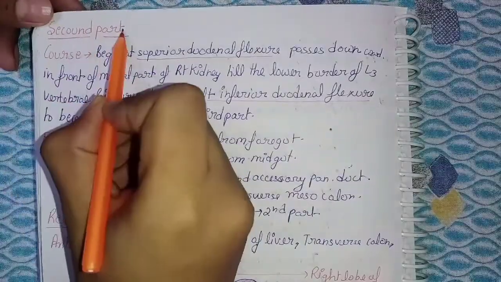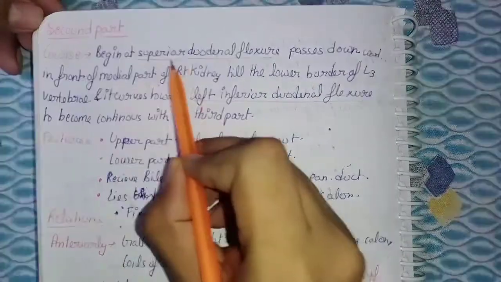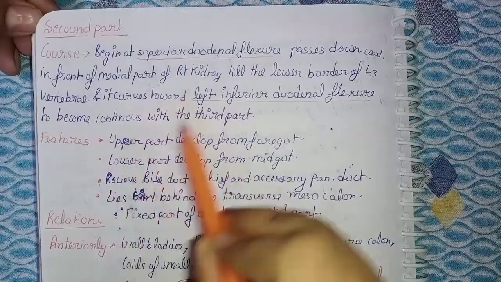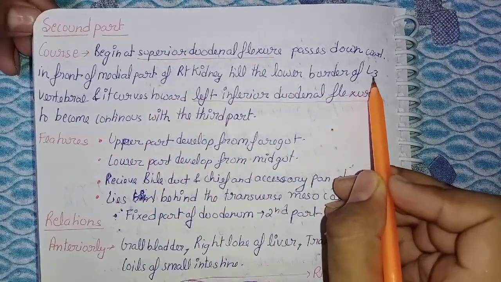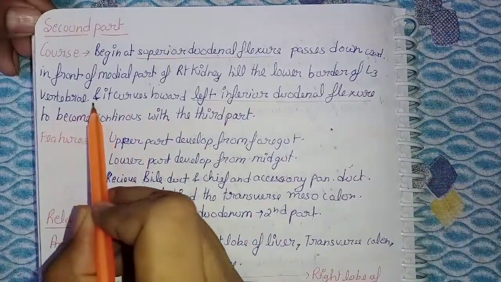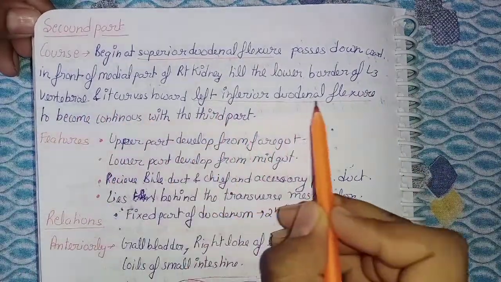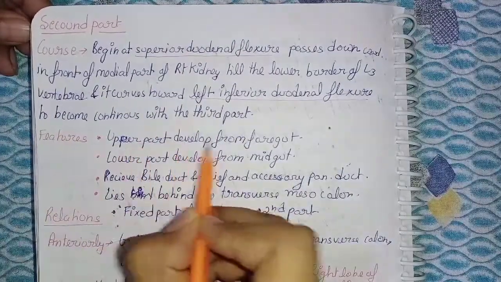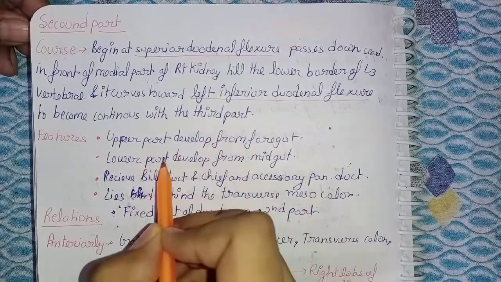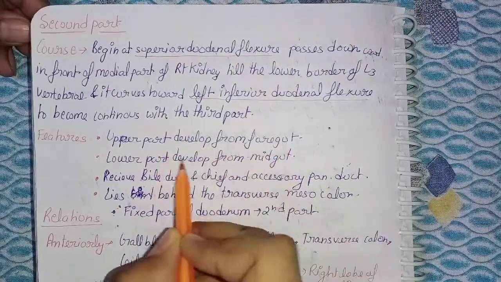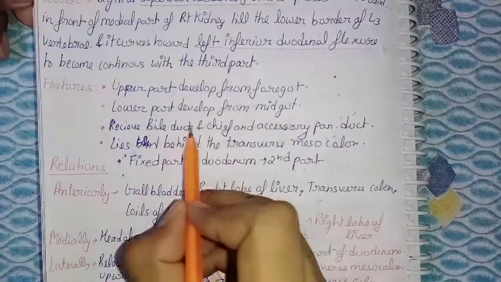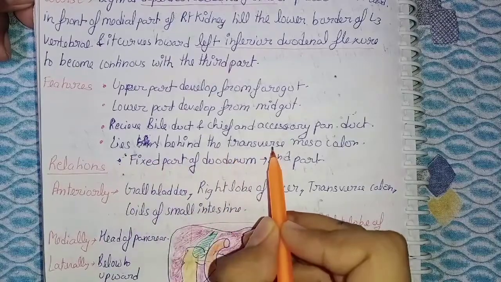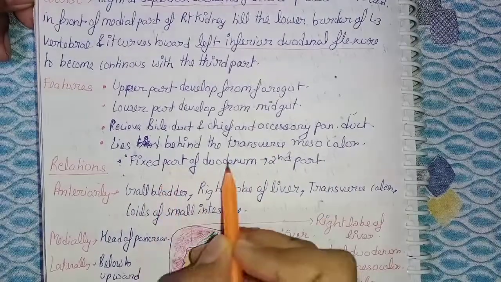Now coming to second part of duodenum, its course begins at the superior duodenal flexure, which passes down in front of medial part of right kidney till the lower border of lumbar 3 vertebra, and it curves towards the left at the inferior duodenal flexure to become continuous with the third part. Its features: it has two parts, upper part and lower part. Upper part is usually developed from foregut and lower part from midgut. It receives bile duct and chief accessory pancreatic duct. It lies behind the transverse mesocolon. It is the fixed part of duodenum.